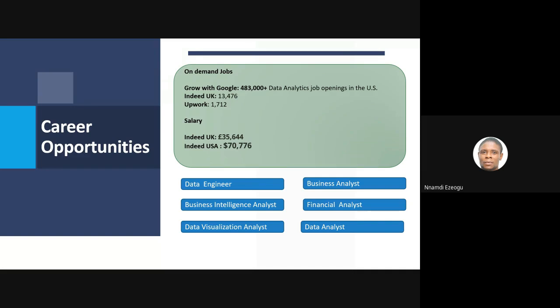Data visualization analysts, we've talked about visualization already. People who can present things, probably like those INEC officials. Data visualization analysts are people who are able to communicate things the way they are happening, sometimes in real time, with very good visualizations that everybody can relate to. And then data analyst. When you say analyst, it simply means someone who can break things down and find solutions to them. That's basically what he's talking about.